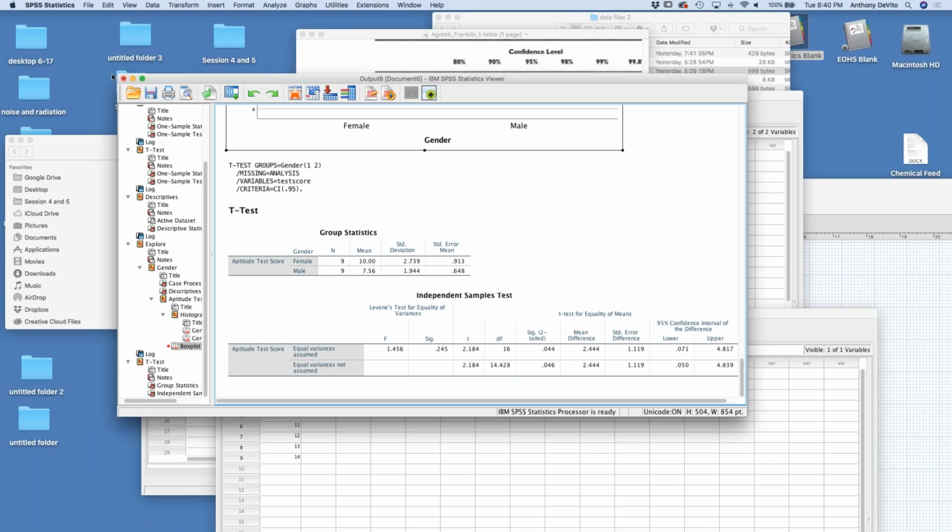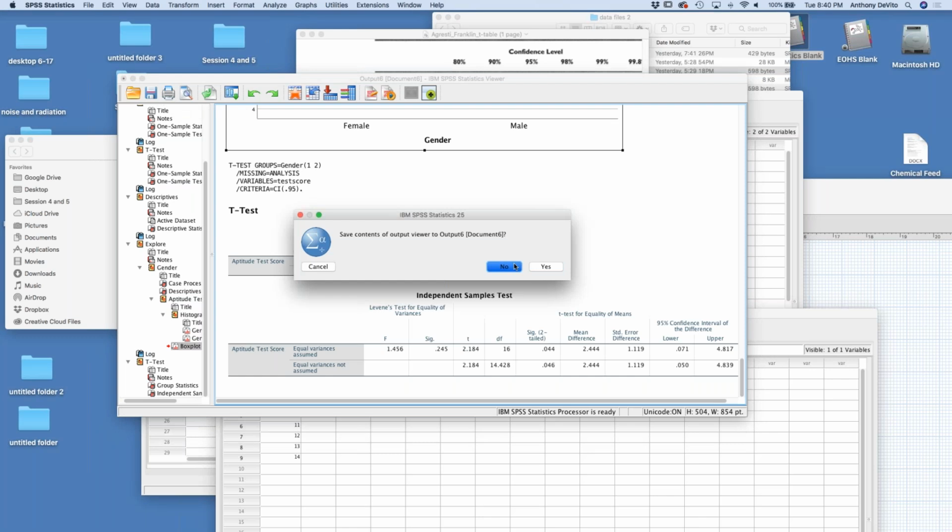Okay, there is another example of this where the Levene's test of equality of variance comes up with a significance less than 0.05, so you would use the bottom line, but you can go ahead and play around with that. That's basically the way that I would use this.